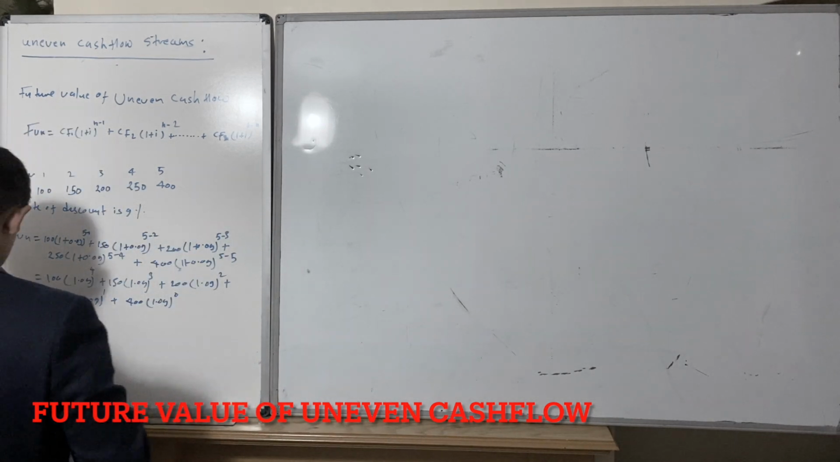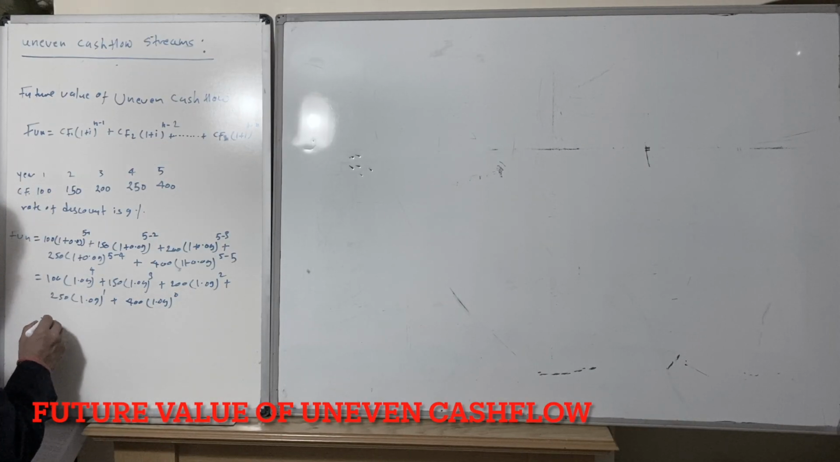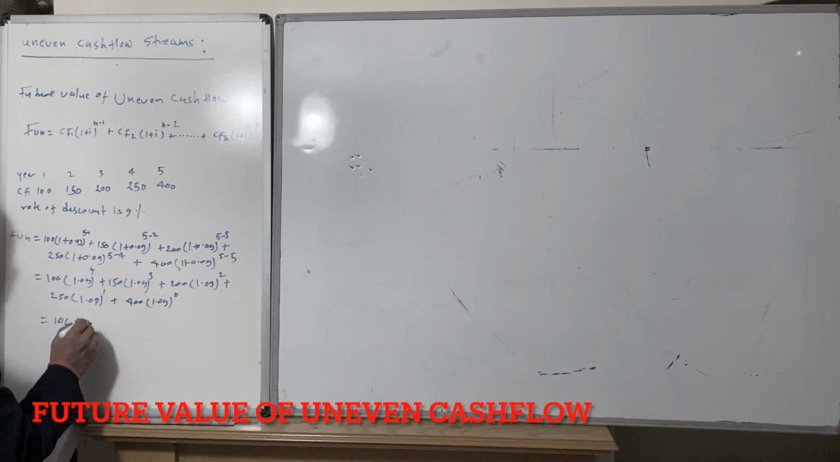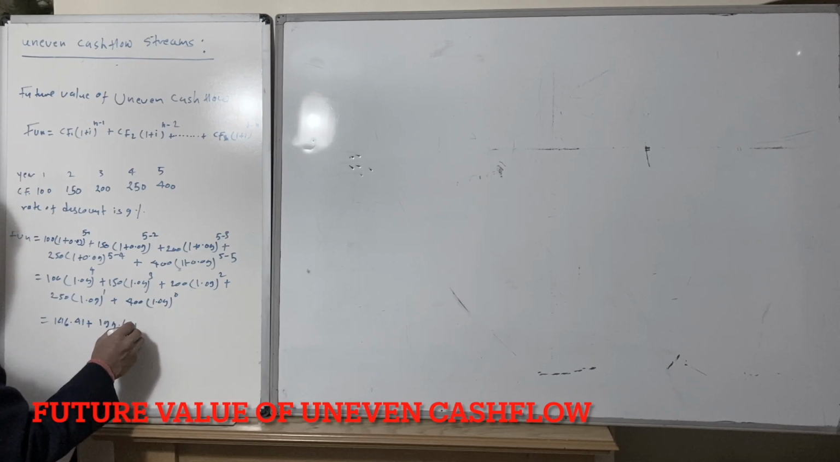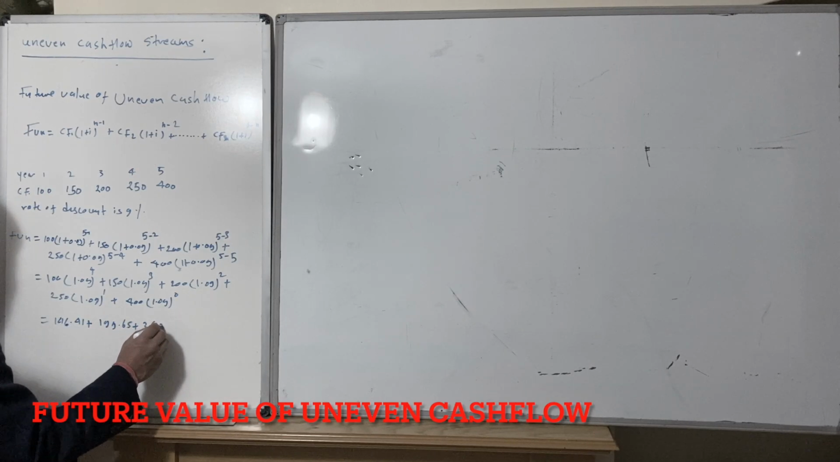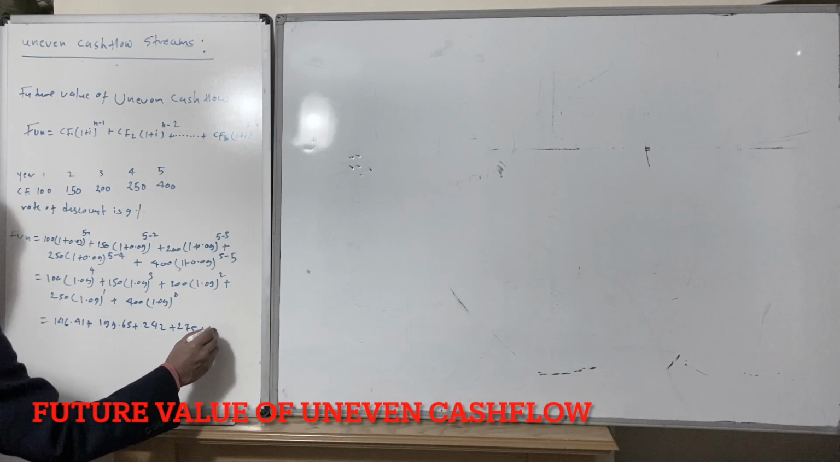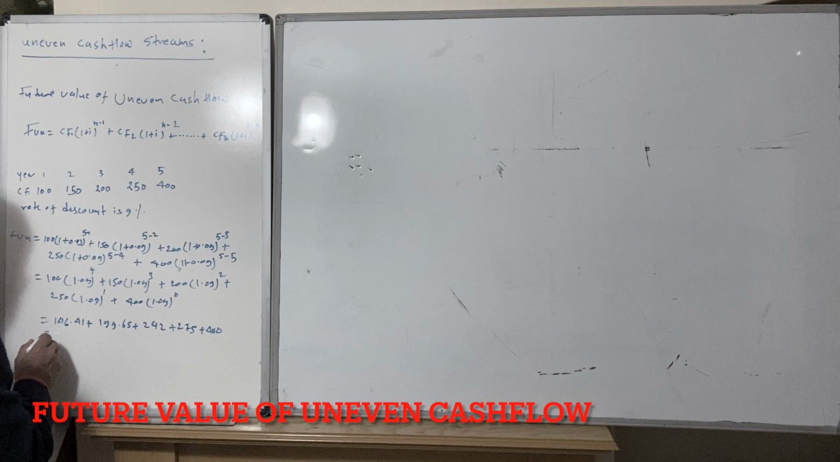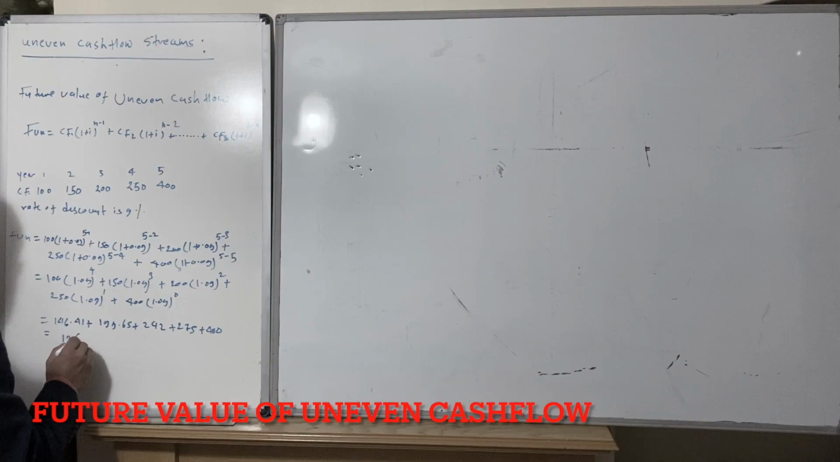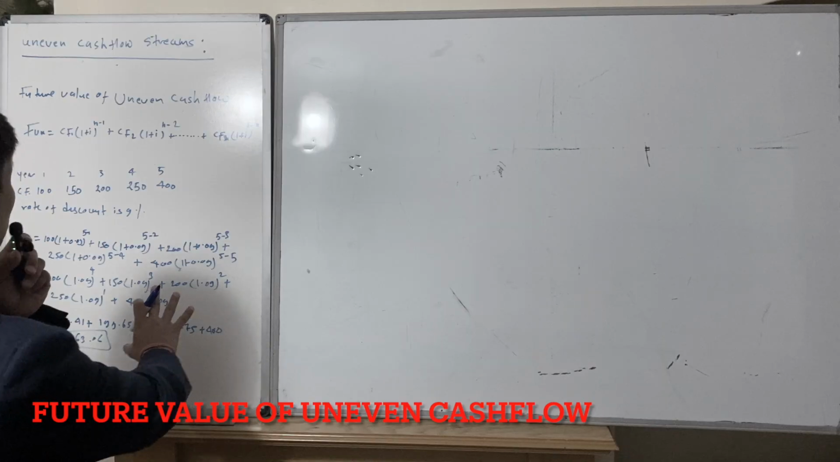Let's use the calculator for this. Then we get the value 146.41 plus 199.65 plus 242 plus 275 plus 400. So altogether we get 1263.06. Let's solve this problem in tabular form.